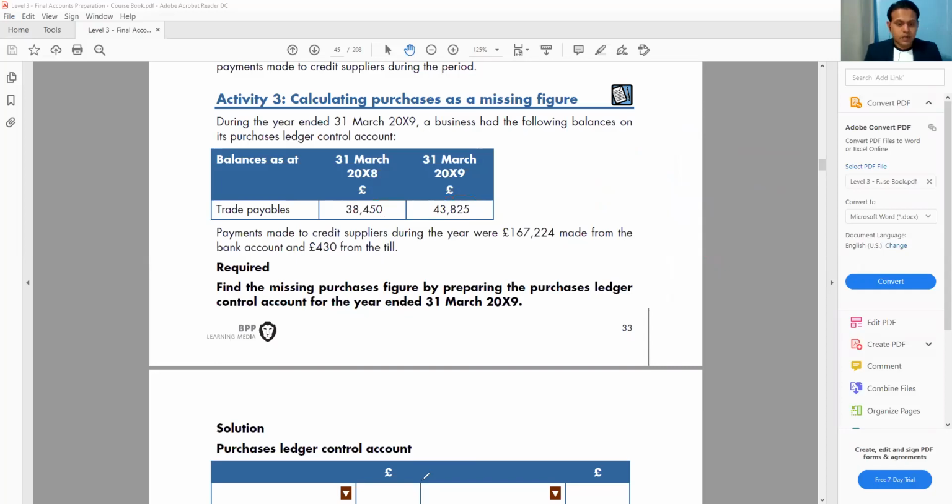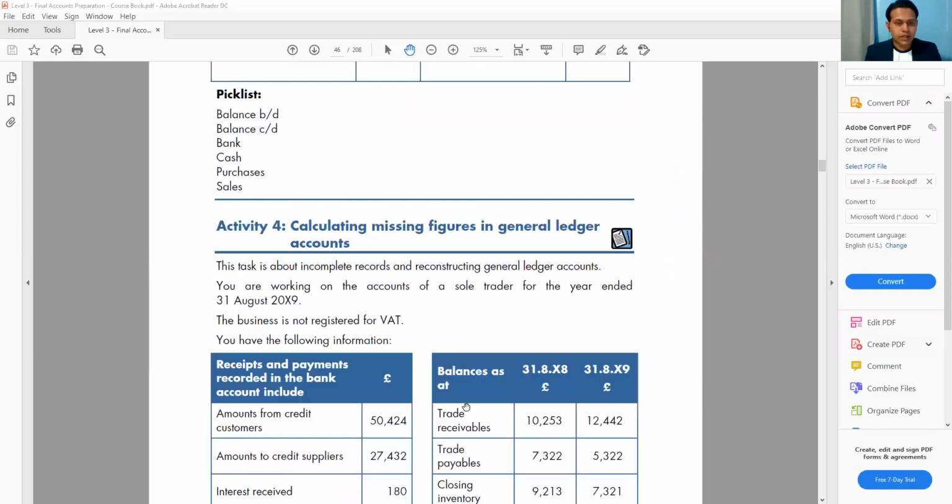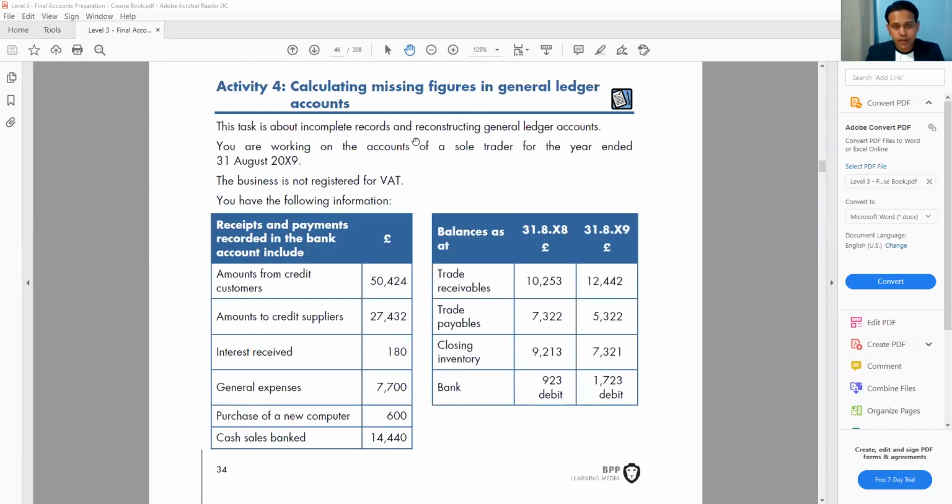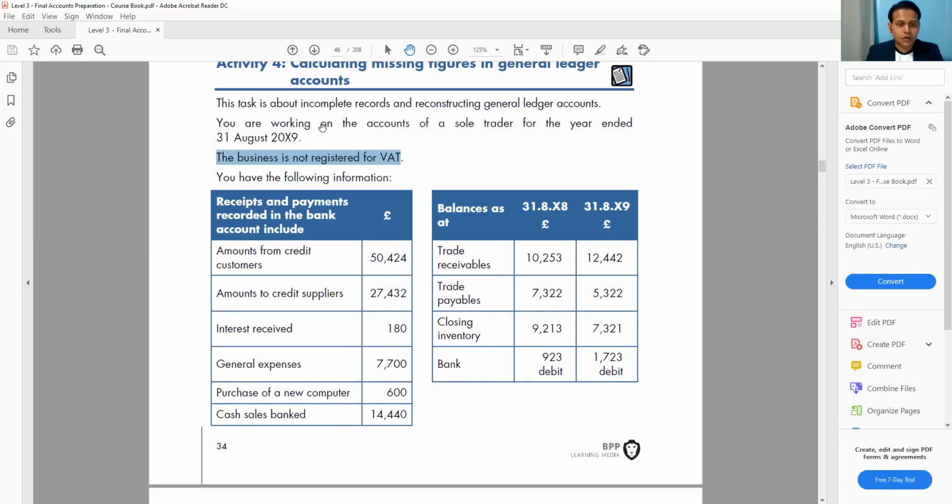Okay, so let's move on to our next question. We have activity 4. Let's have a look at what the question is. Calculating missing figure in general ledger account. This task is about incomplete records and restructuring the general ledger. You are working on the accounts of a sole trader for the year end 31st of August 2009. The business is not VAT registered, so you don't have to worry about the VAT. You have the following information.